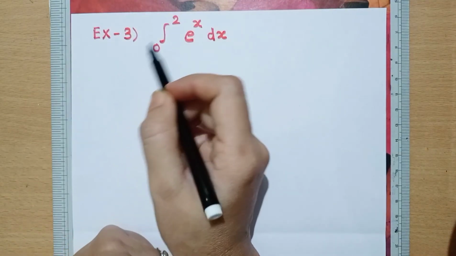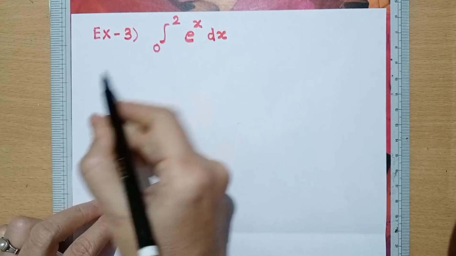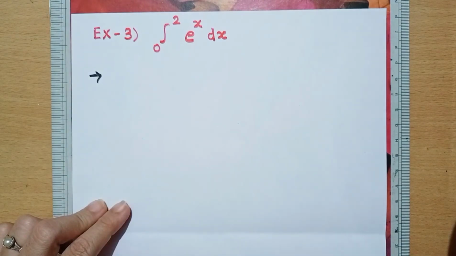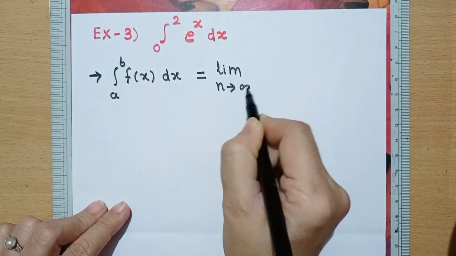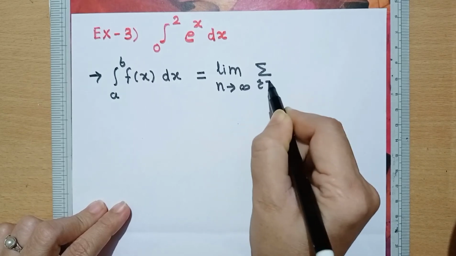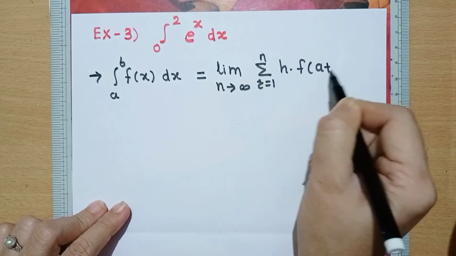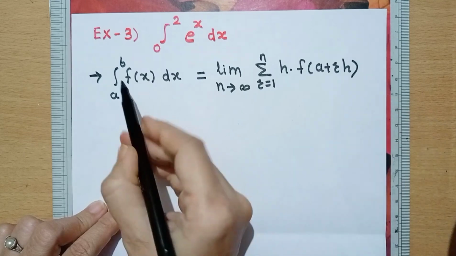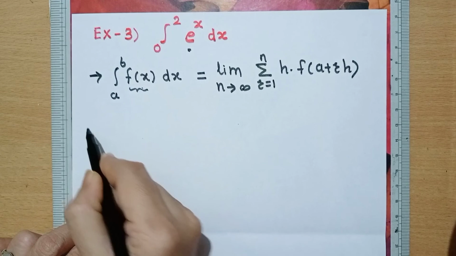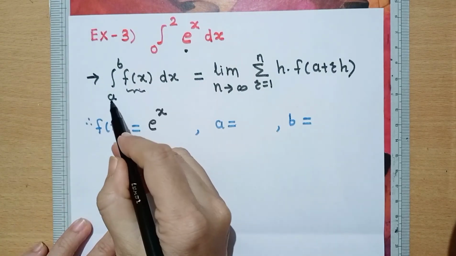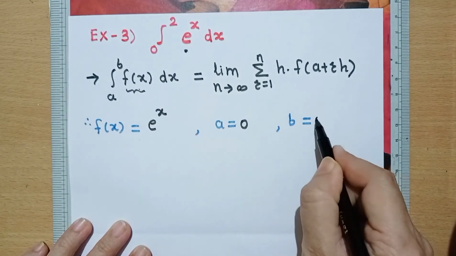This is our third example, integration from 0 to 2 of e raised to x into dx. So first we will write down the formula: limit n tends to infinity, summation r running from 1 to n, h f of a plus rh. Again comparing this function with this, we have f of x equal to e raised to x, and this lower limit a equal to 0, and this upper limit b equal to 2.